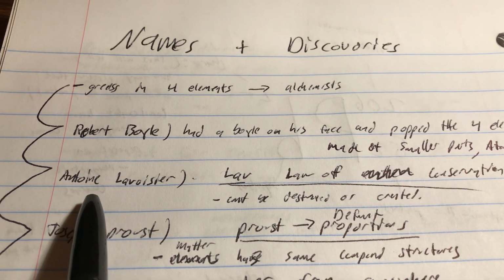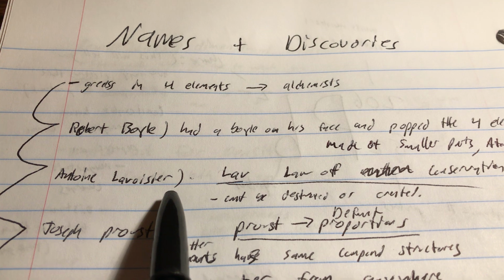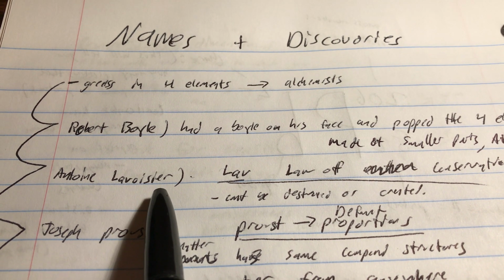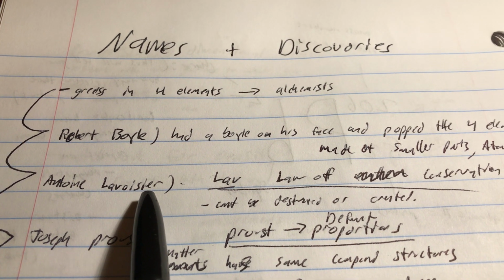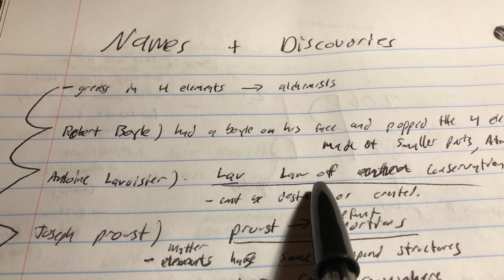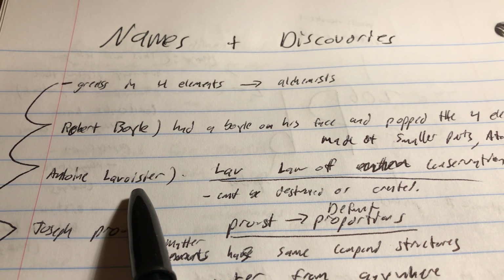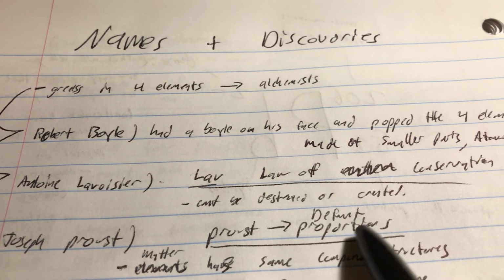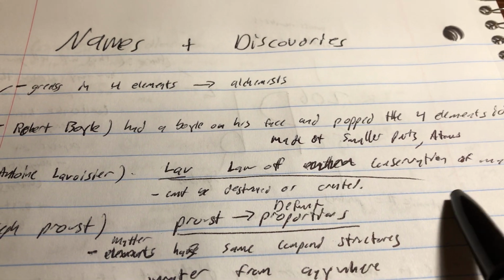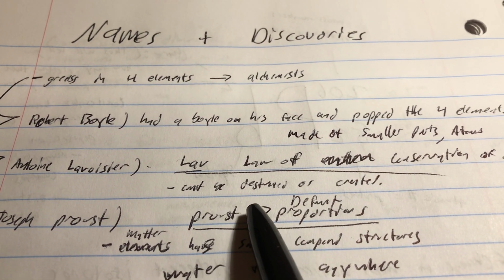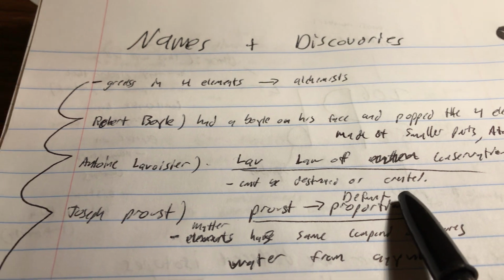Then came along Antoine Lavoisier. His law that he made was so famous that they decided to name it after him, of law. Lavoisier, I don't even think I'm saying it right, but law helps me remember. And he came up with the law of conservation of matter, that matter cannot be destroyed or created.